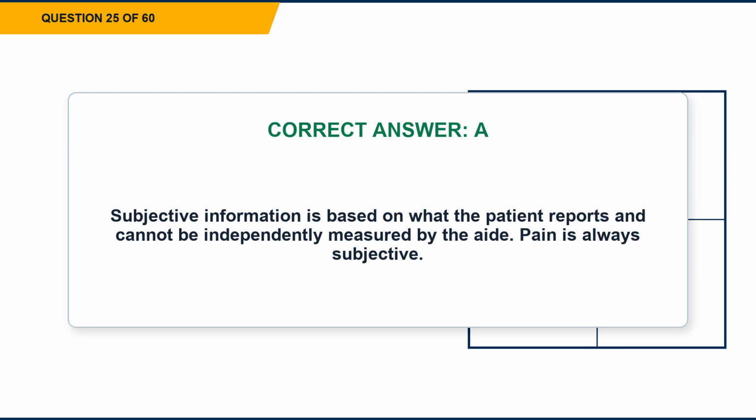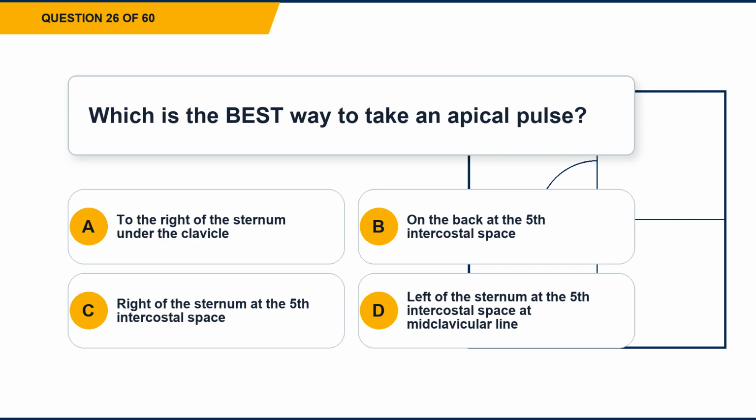Explanation: subjective information is based on what the patient reports and cannot be independently measured by the aide. Pain is always subjective. Question 26. Which is the best way to take an apical pulse? Option A, to the right of the sternum under the clavicle. Option B, on the back at the 5th intercostal space. Option C, right of the sternum at the 5th intercostal space.